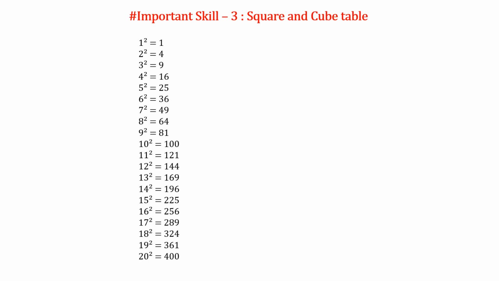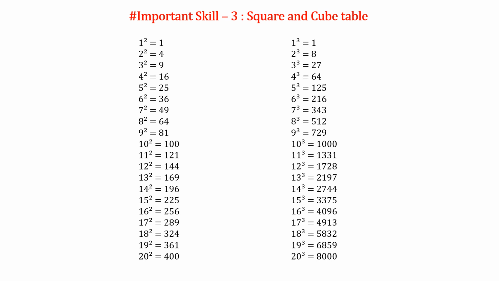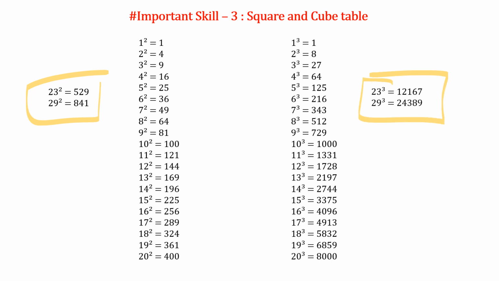Okay. Another important skill is the square and cube table. So it is important to memorize the squares and cubes. And also these two are miscellaneous. 23 squared, 29 squared is 841. And also the cubic part. It would be very nice if you remember these cubes and squares, and especially the primes.